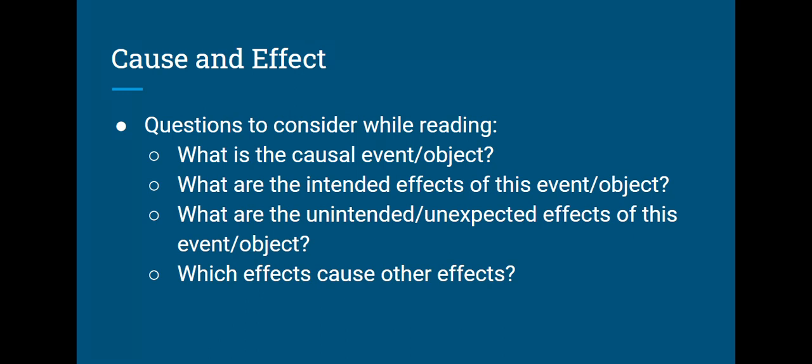So some questions to consider when you're looking at a cause-effect structure are, what is the causal event or the causal object? So what is the one thing that is setting everything else in motion? What is the first domino to fall? What are the intended effects of this event or object? So what do they want to happen as a result of doing this? What are the unintended or unexpected effects of this event or object? There are always going to be unintended or unexpected effects. And then what effects cause other effects? So from that first causal event, what happens, right? How do the dominoes fall? What is the chain reaction?